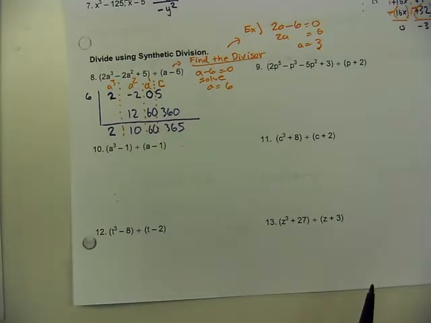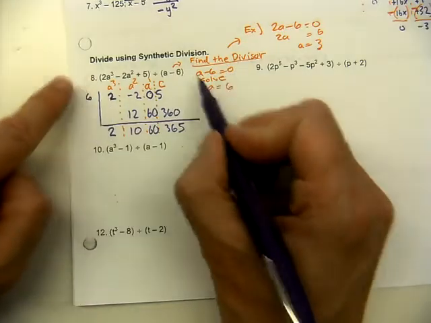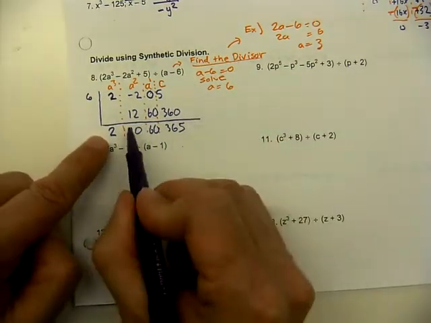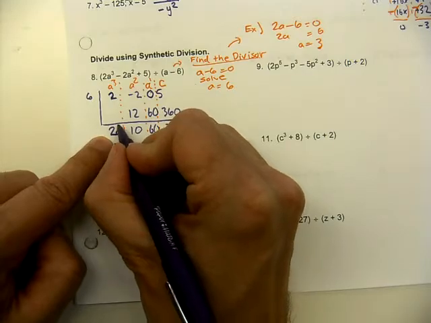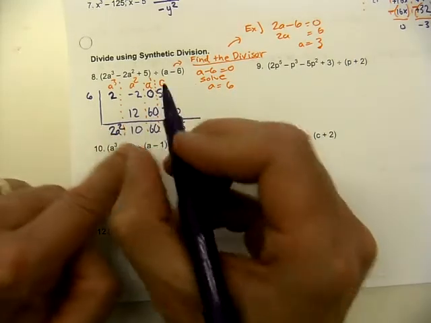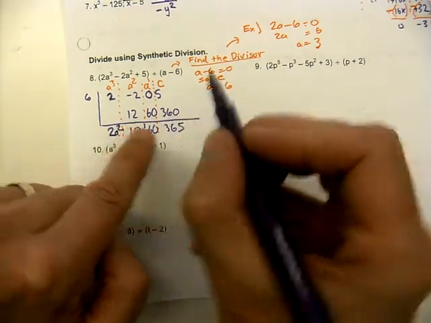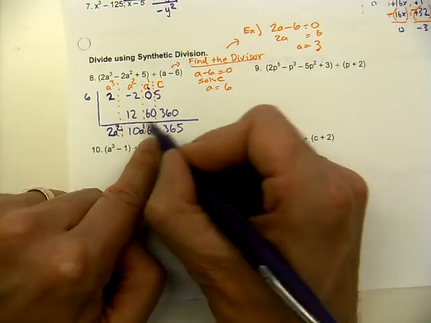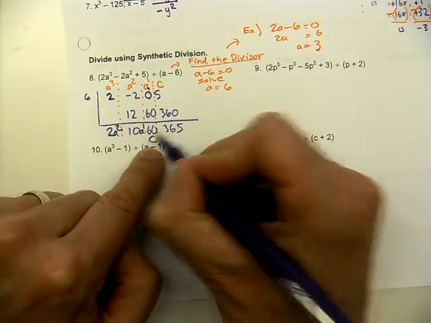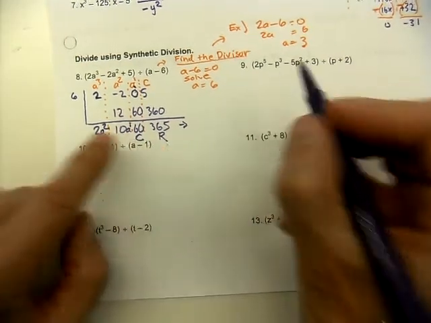Now what we've done is we've actually divided out a term of a, which means that this answer is not representing a cubed anymore, it's 1 power less. This is 2a squared. This 10 is not a squared anymore, it's a to the power of 1. This 60 is not a to the first, it's instead the constant term, which makes the 365 the remainder. All right, so let's reformat this a little bit neater.